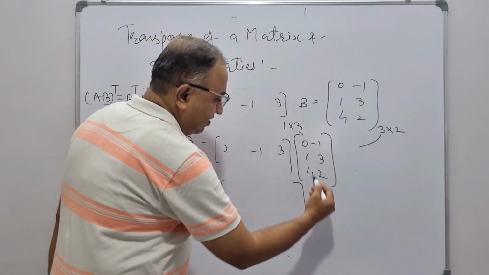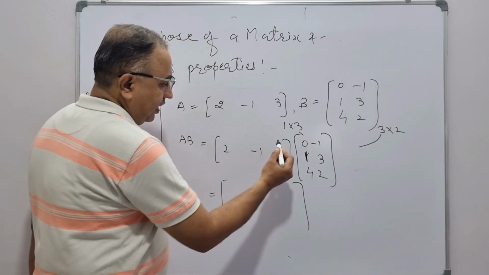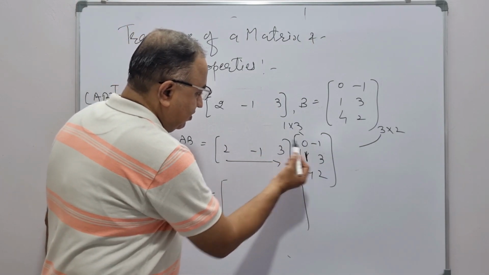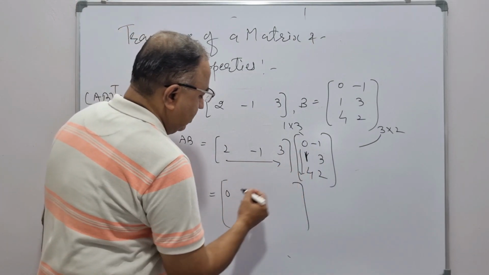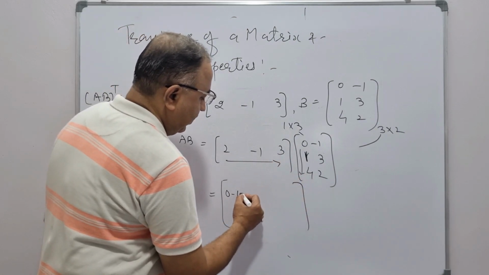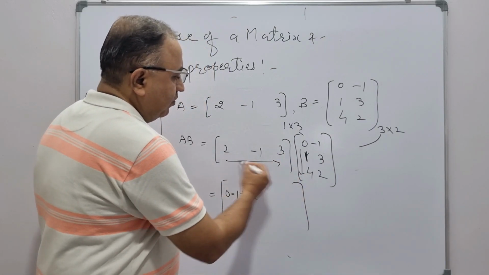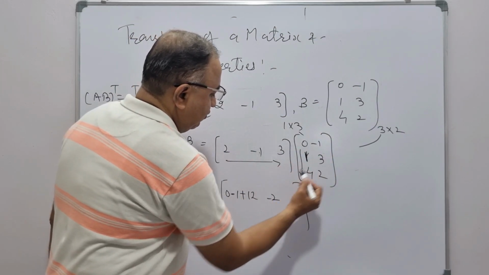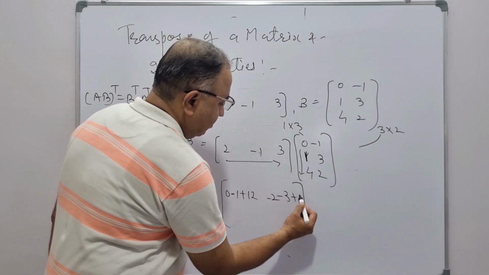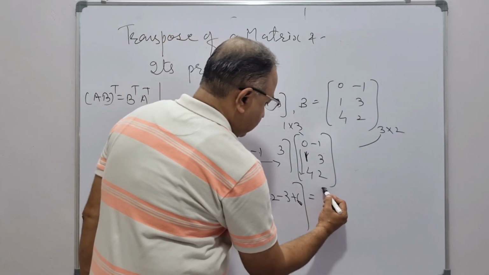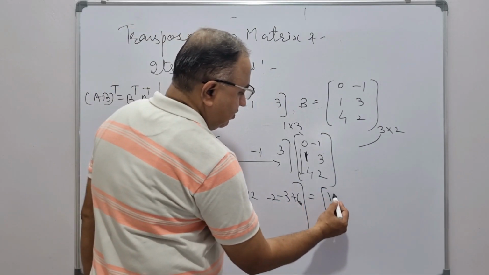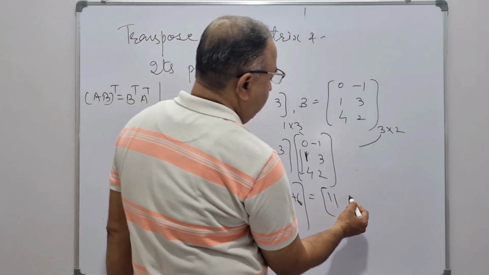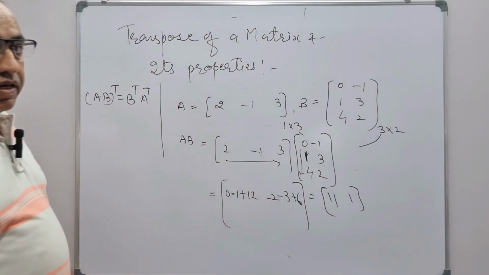So we take first row, first column, right? So taking first row, first column, corresponding entries will multiply and add. 2 multiplied by 0 is 0, plus minus 1 multiplied by minus 1 is 1, plus 3 fours is 12. Then comes first row and second column. So 2 into minus 1 is minus 2, plus minus 1 into 3 is minus 3, plus 3 twos are 6, that's all. This is the result. So 12 plus 1 is 13... so 12 minus 1 is 11, 6 minus 5 is 1. This is AB, right?